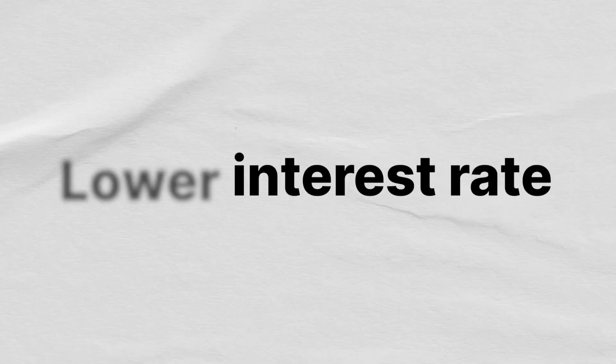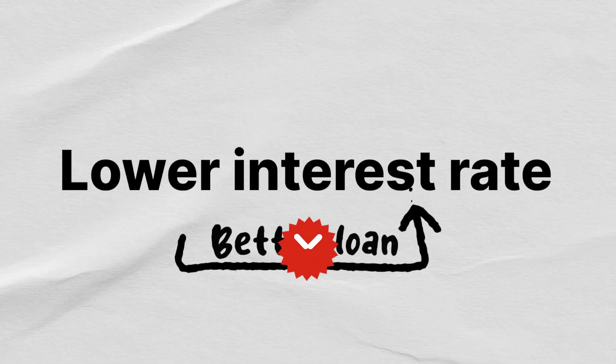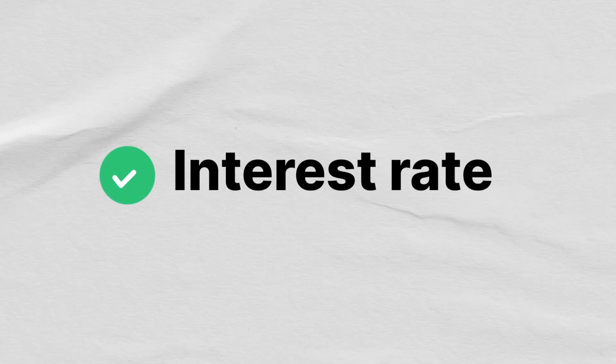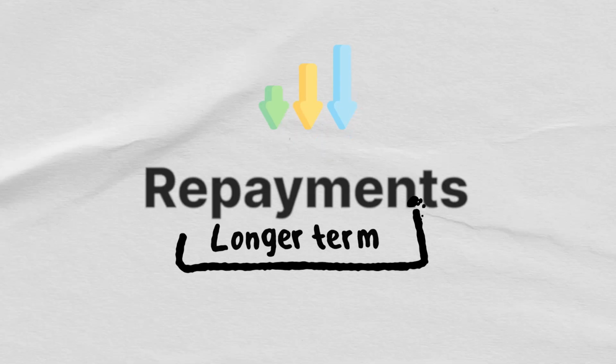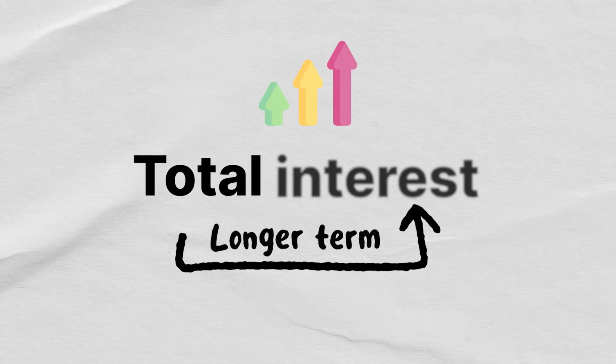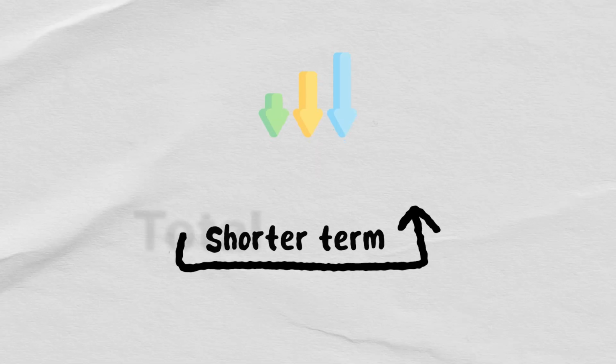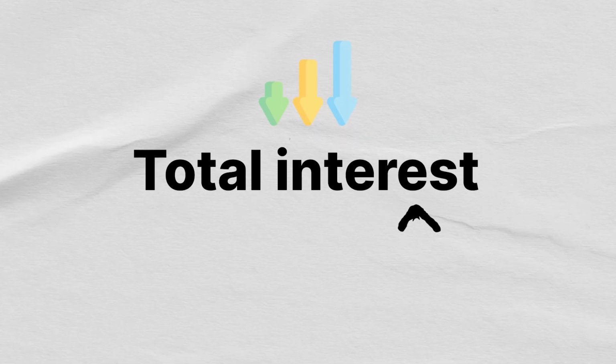One common misunderstanding is assuming that a lower interest rate automatically means a better loan. While interest rate matters, the loan term is just as important. A longer loan term reduces repayments but increases the total interest paid. A shorter loan term increases repayments but significantly reduces interest over the life of the loan.